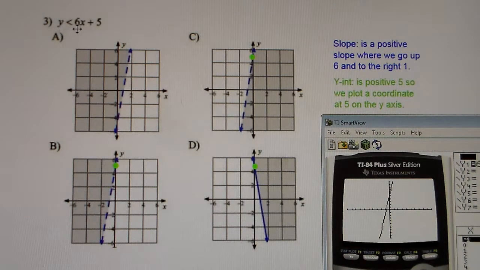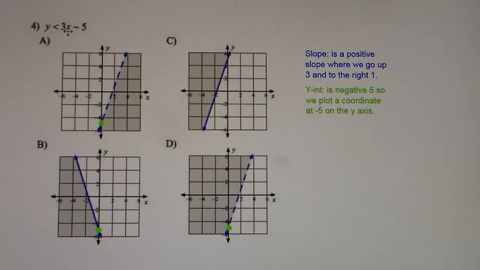So 0 is less than 6 times 0 plus 5. Well, 6 times 0 is 0. 0 plus 5 is 5. So 0 is less than 5. Well, that is a true statement. So that means that 0, 0 point is true. So we're going to shade that 0, 0 point. So C is our correct answer. So 3 is C. Let's move on to number 4.